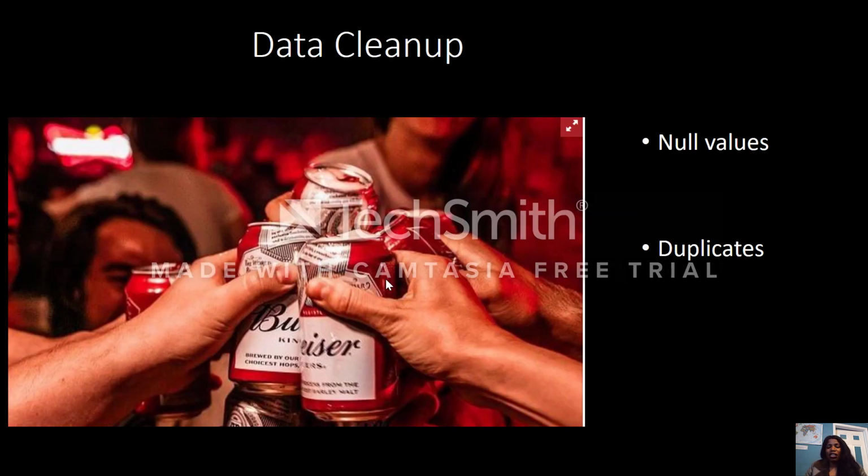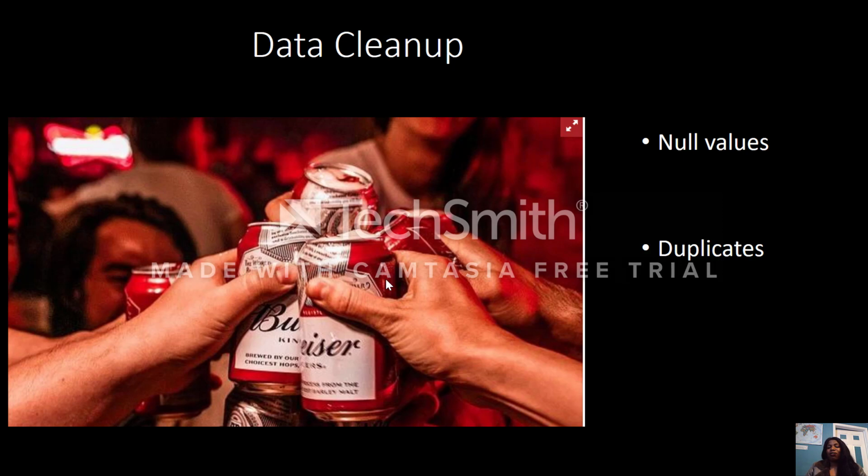The first thing that we did was merge those two data sets. When we started looking at it, we noticed that the two fields that we were interested in, the ABV, which stands for alcohol by volume, and the IBU, International Bitterness Units, had null values and also had duplicates.